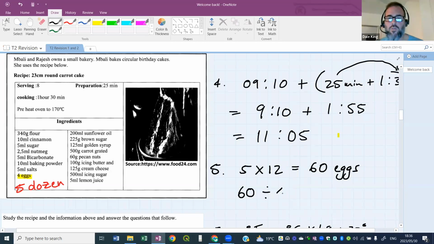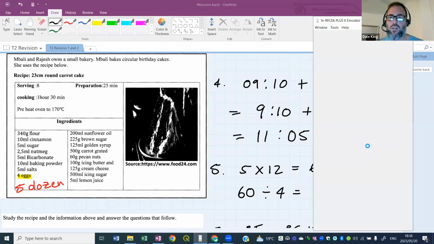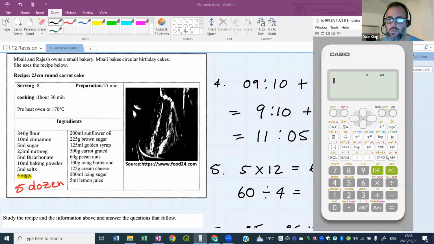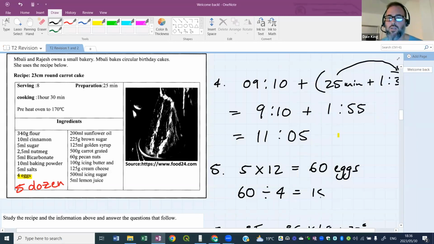All right. How many 4s can I get out of her 60 eggs? Go to the calculator. Come here, calculator, do some work for me. All right, so 60 divided by 4 equals 15. So she's got 15 groups of 4. She can make 15 cakes.